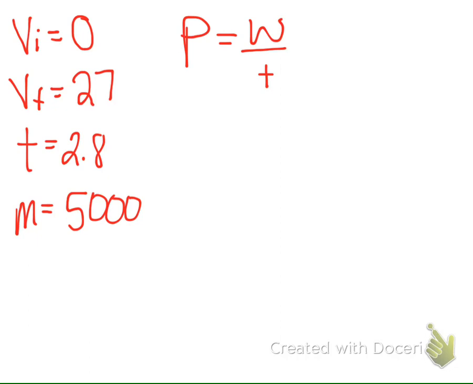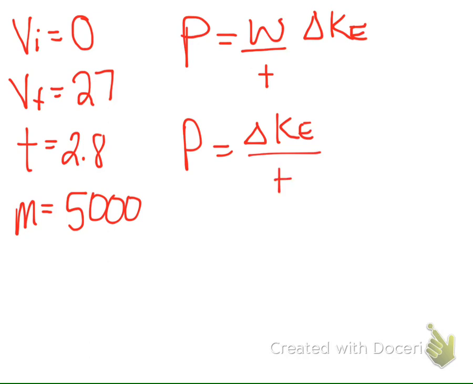All right, so we have mass, we have velocity, we have time. So we need to use our change in kinetic energy to solve for work to go into this problem, okay? So we can say power equals delta KE over time. All right, remember delta or change in means final minus initial. So we'll take kinetic energy final minus kinetic energy initial. Okay, that's what the delta means. You guys know that?